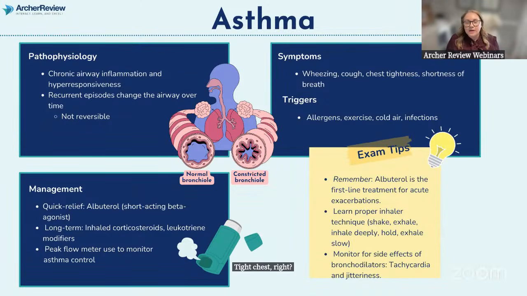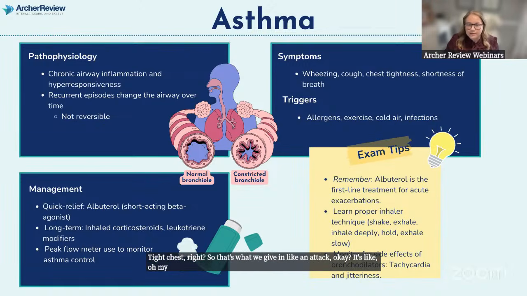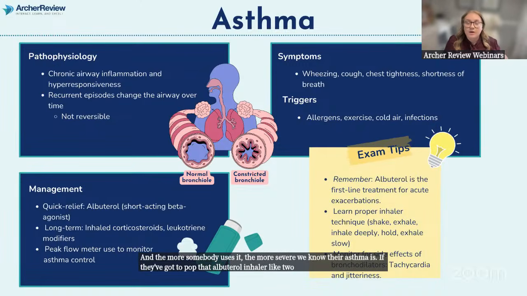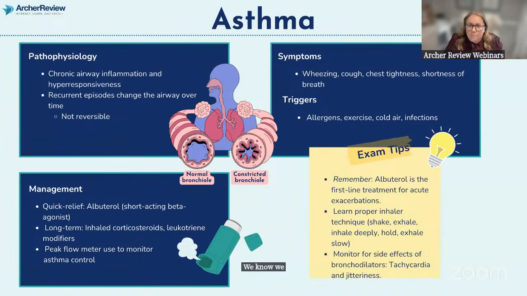So that's what we give in an attack. Okay, it's like, oh my gosh, I can't breathe while I'm running playing soccer. Here, take your quick relief albuterol. We use it PRN. And the more somebody uses it, the more severe we know their asthma is. If they've got to pop that albuterol inhaler like 2-3 times a day, we know we need to do something more long-term.